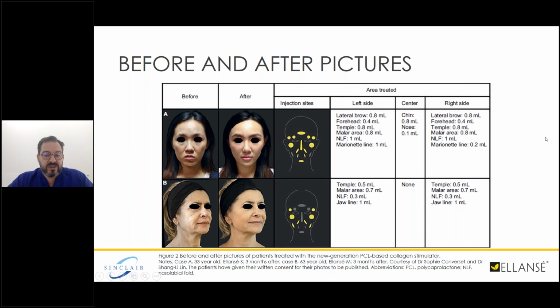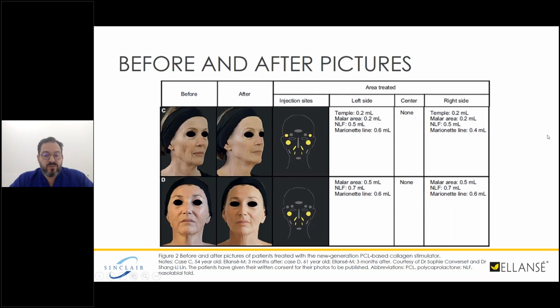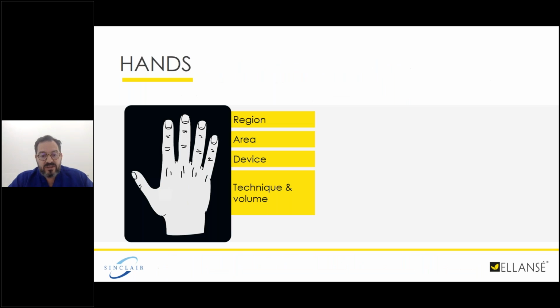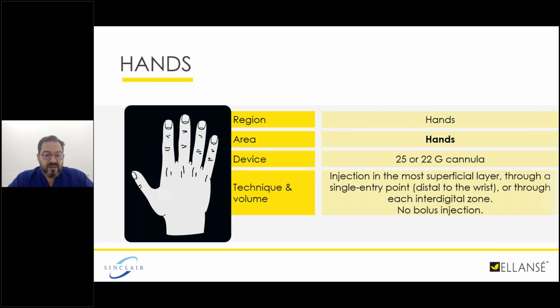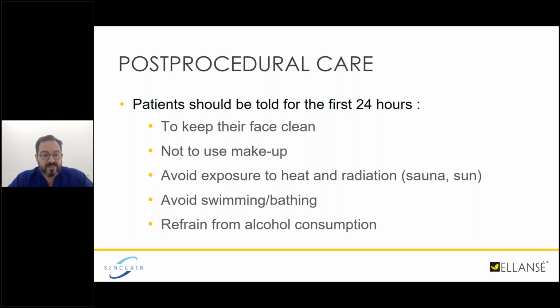And then you have some pictures, before and afters, the schematics of what we have done and what was used, and they can give you a guideline of what you can do and the potential of using Ellanse in a safe way. Because the main reason we did this paper was safety. Also in the hands, it is a great product to use because it gives you long-lasting results and is so simple in terms of technique.